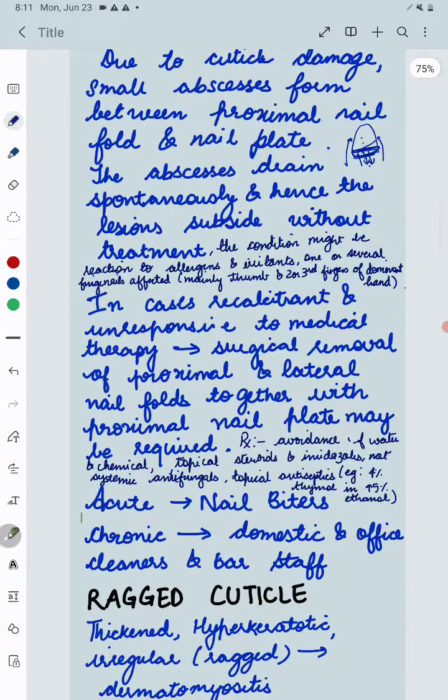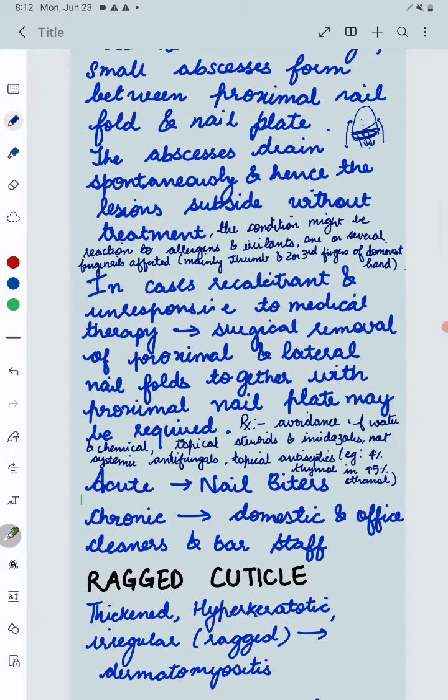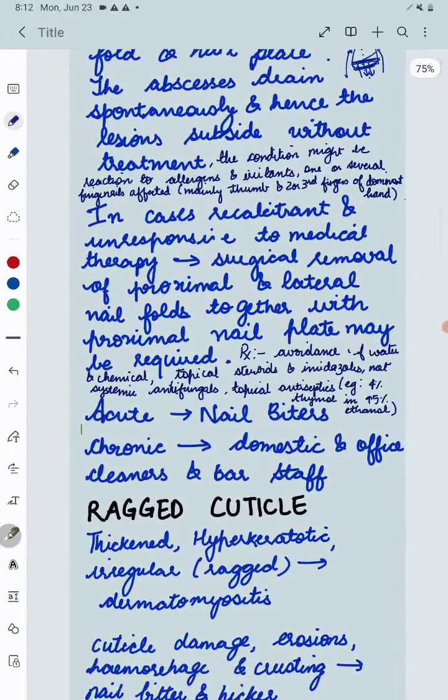Now if it is recalcitrant and unresponsive to medical therapy, surgical removal of proximal and lateral nail folds together with proximal nail plate may be required. And topical steroids along with antifungals, you have to give topical steroids because the pathology is inflammatory.